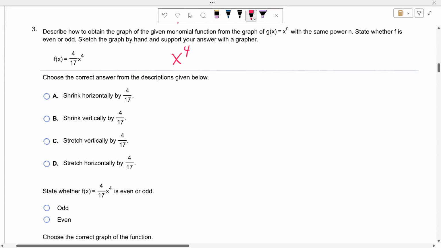From a normal x to the fourth function, if we put a 4/17 in front, does that number in front affect it horizontally or vertically? The number in front affects it vertically. It has to be in parentheses if it affects it horizontally, it would be like 1/4 x to the fourth. It would have to be inside to affect it horizontally. Okay? So if it's between 0 and 1, it's a shrink. If it's greater than 1 or less than -1, it's a stretch. So it's a shrink vertically by 4/17.